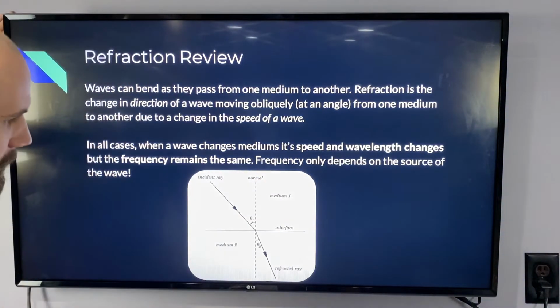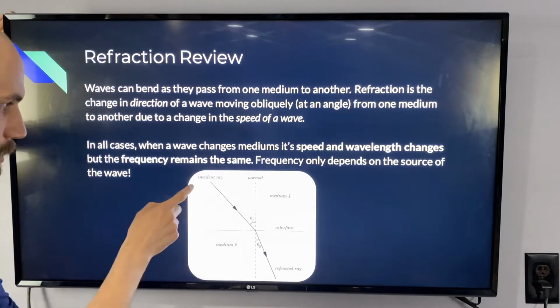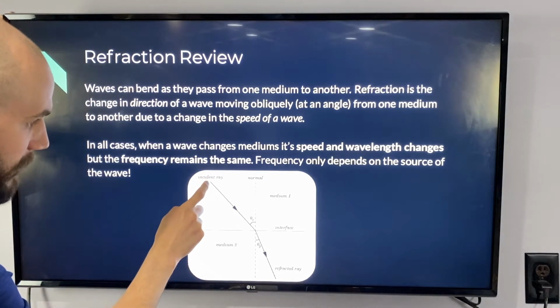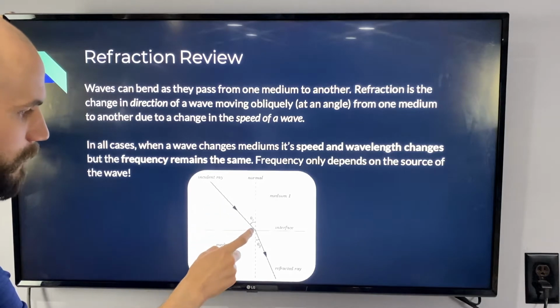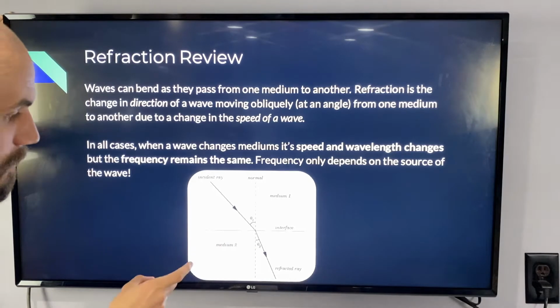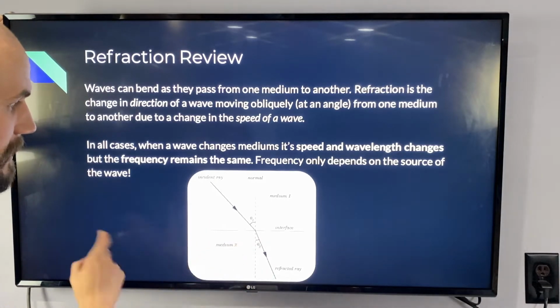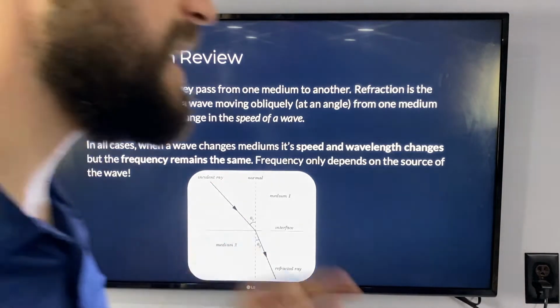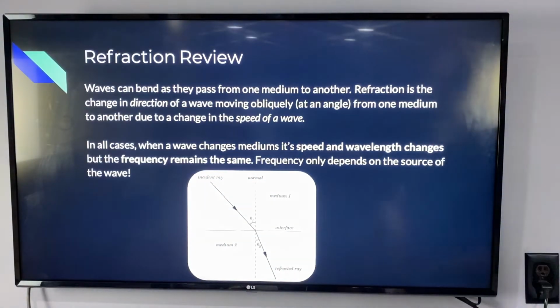So take a look at this diagram here. We talk about this word incident. That means it's the incoming ray of the wave. That's the direction of wave propagation. We reach the boundary, and then the wave bends. That means that we're moving in a slower medium down here. Waves move faster up here, slower down here. And this change in speed of the wave is the reason why the wave bends.